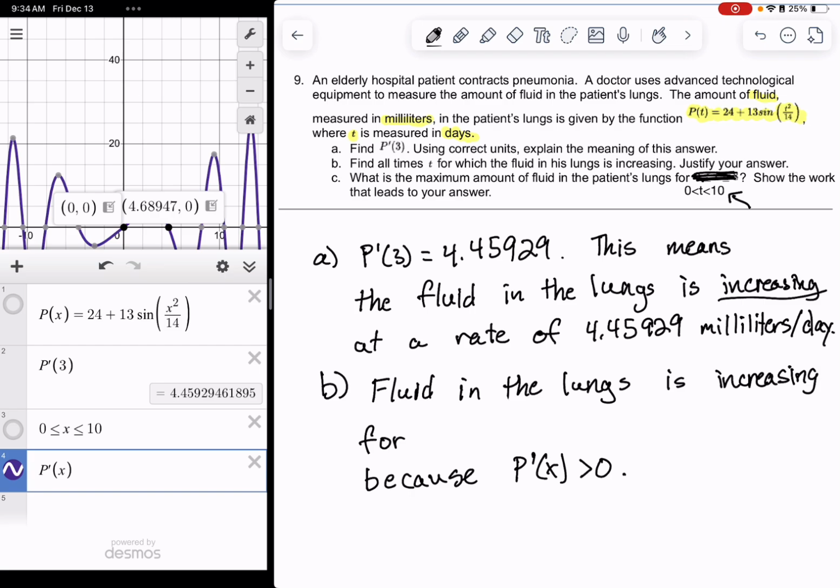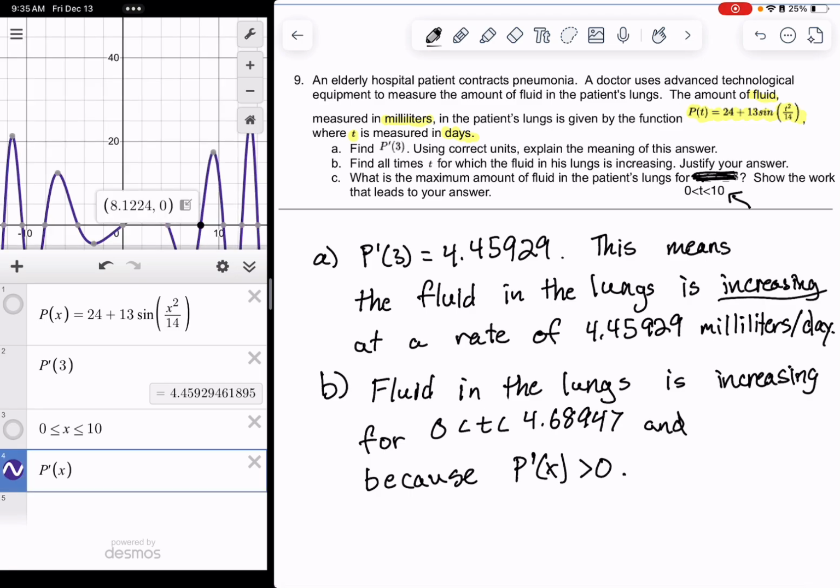All right, so we have an interval here from 0 is less than t is less than 4.68947. But we should have a second one, and let's see if we can find that. And that's when it's positive from here to here. Now, we don't go all the way to 10.48598 because our time interval ends at 10. So we're going to say from 8.121224 less than t less than 10.